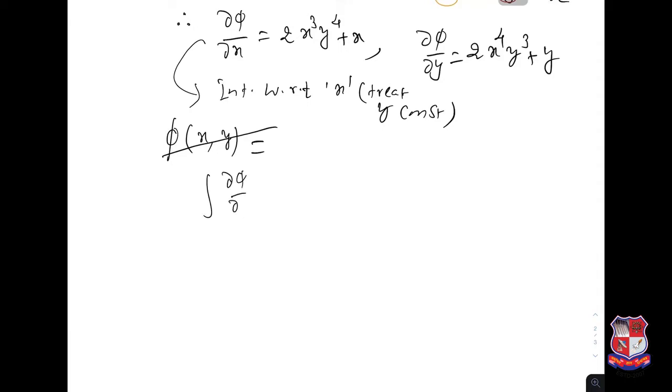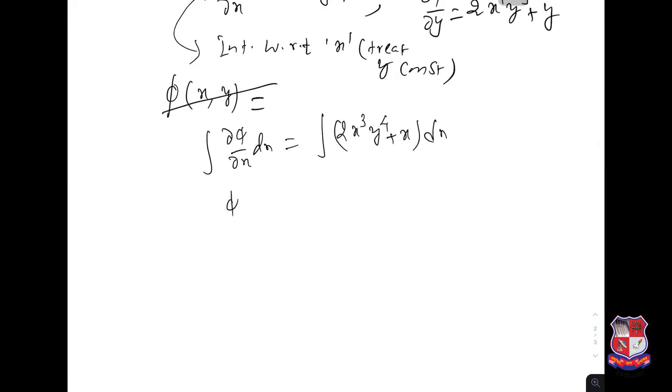Integration of del phi by del x with respect to x, and integration of 2x cube y power 4 plus x with respect to x. This is phi of xy, and this integration with respect to x gives x power 4 by 4. So this is 2 x power 4 by 4 y power 4 plus x square by 2, now plus a constant of integration.